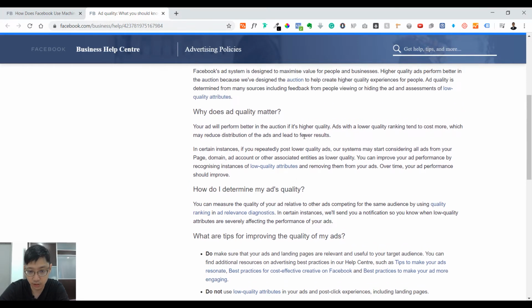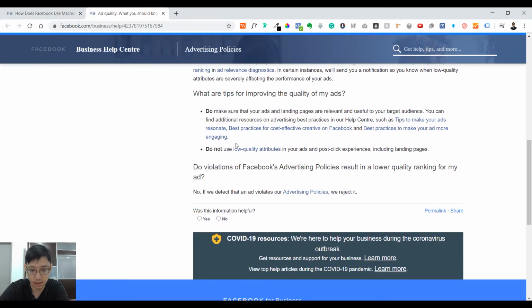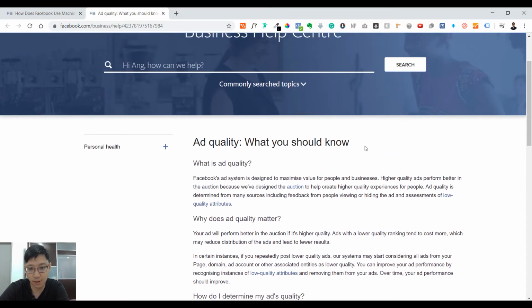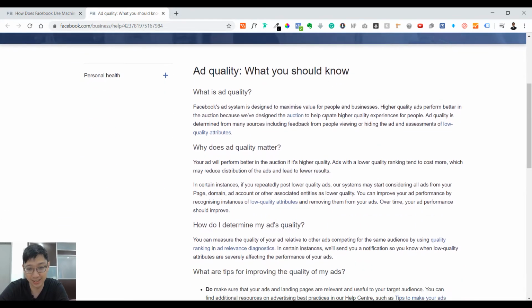So they have relevance scores. There are all these things, and you still don't really know what it is about. All you have to do is make sure that whatever ads you produce really resonate with your audience. Because if there's anything your audience does not like, you're going to have problems.